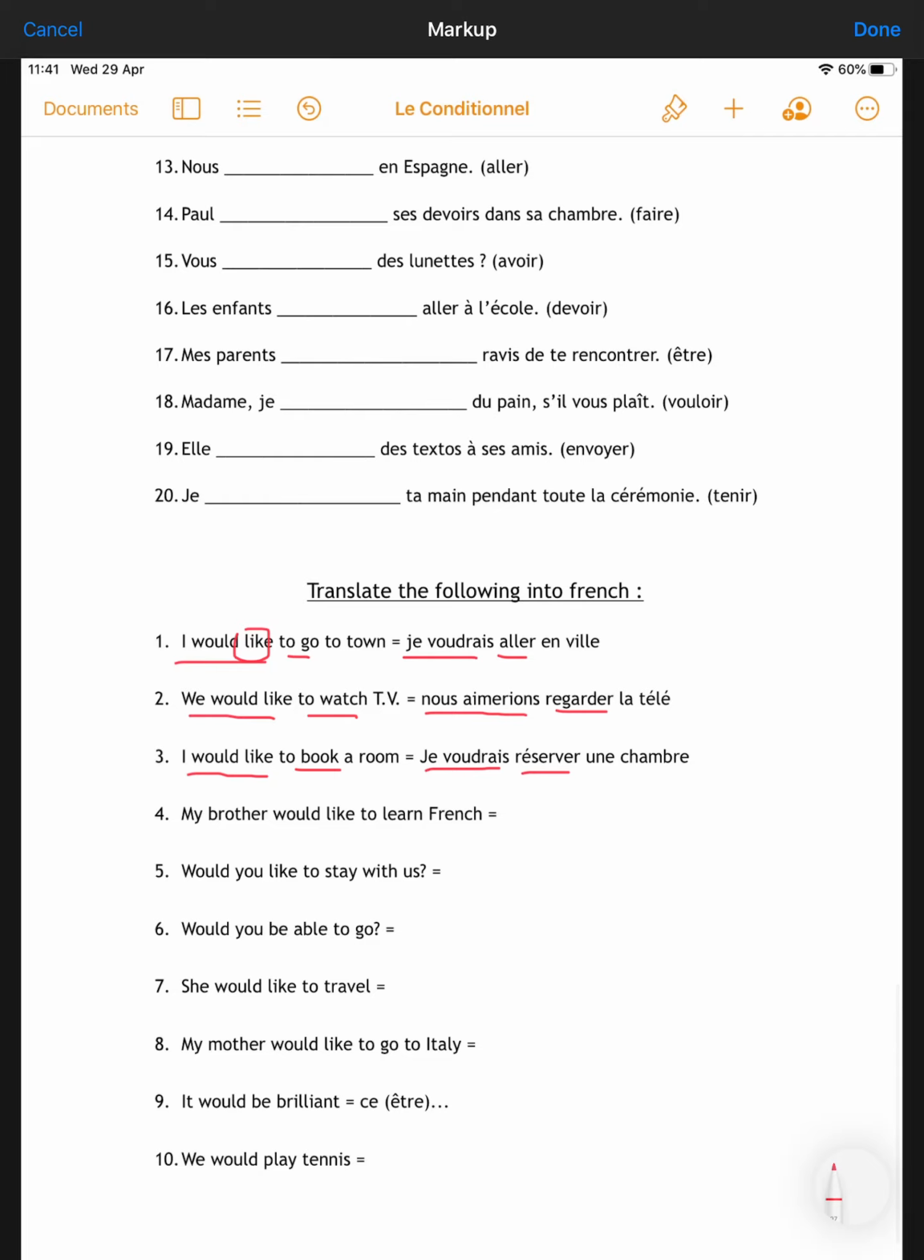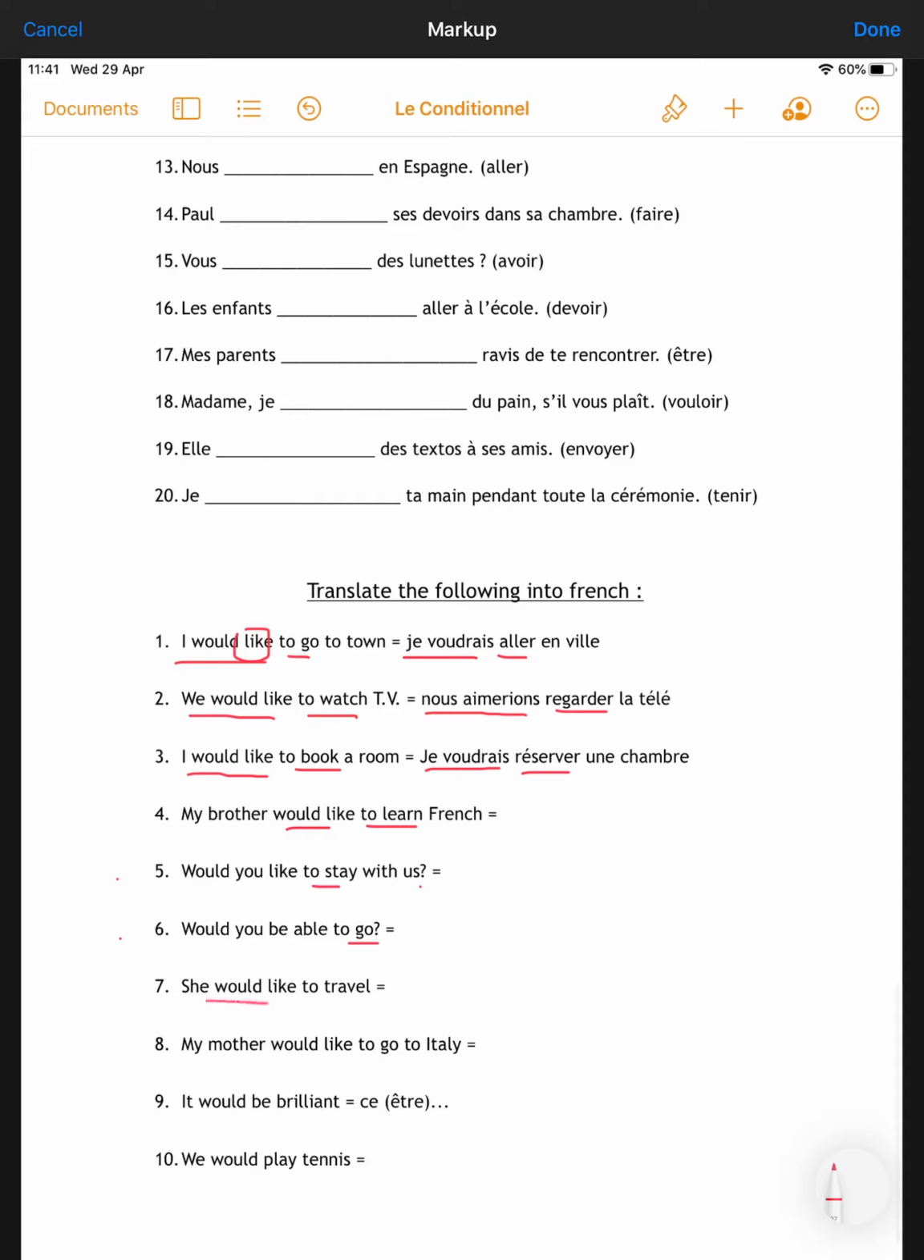My brother would like, that's your first verb, and to learn is the second verb. When you're doing questions, so would you like to stay with us, you will just invert and start with the verb word. So would you like, you would like would be tu voudrais, ais ending, and then you just turn it around and you start with voudrais-tu. Or if you want to make it in the polite form, use the vous part. Then your second verb is to stay, which is rester, avec nous. Would you be able, so that's pouvoir. Okay, so start with the verb word, and the second verb then is to go.